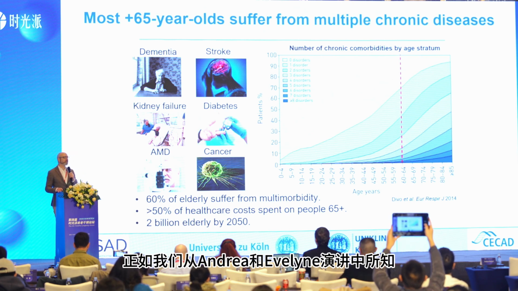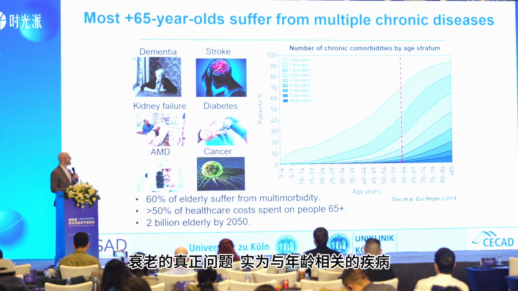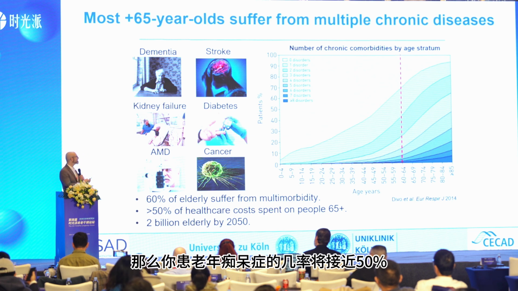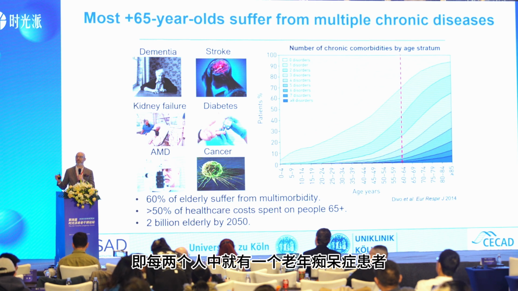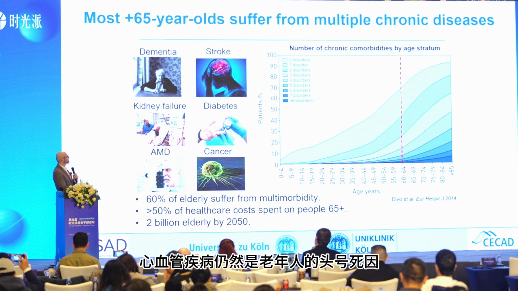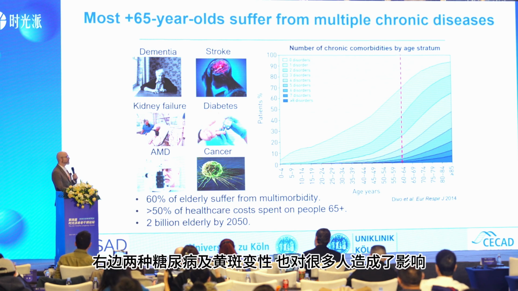So the real issue of aging, as we heard from Andrea and Evelyn, is really the age-related diseases. And if you do nothing else but just getting old, at the age of 85 your risk of dementia is nearly 50%, so just every second one of them. And cardiovascular diseases remain the number one killer. Chronic kidney disease is a significant clinical issue. Type 2 diabetes is on the right, age-related macular degeneration affecting many people.